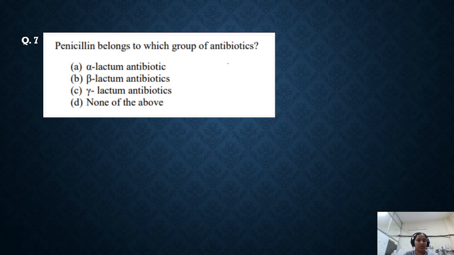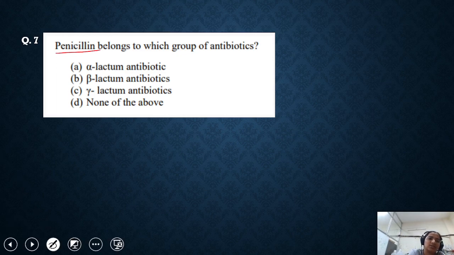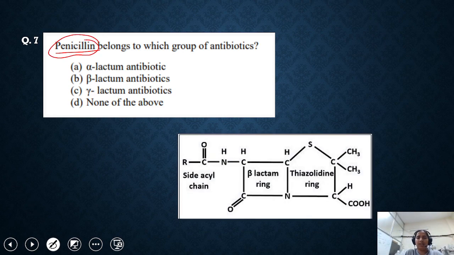Okay, this is the next question: penicillin belongs to which group of antibiotics? This is a really simple question. Options are alpha lactam, second is beta lactam, and third one is gamma lactam. So which type of ring is present in this penicillin structure? Yeah, beta lactam. Correct. So all of you must know the penicillin structure, at least the various structures present in the whole penicillin structure. Like, this is the structure of penicillin. So this is the beta lactam ring.